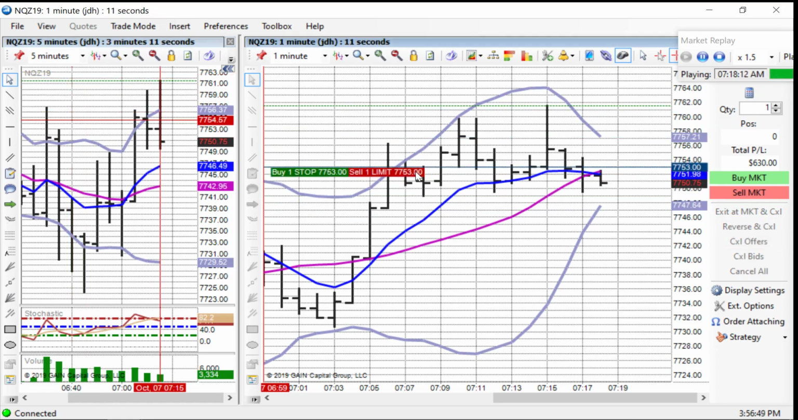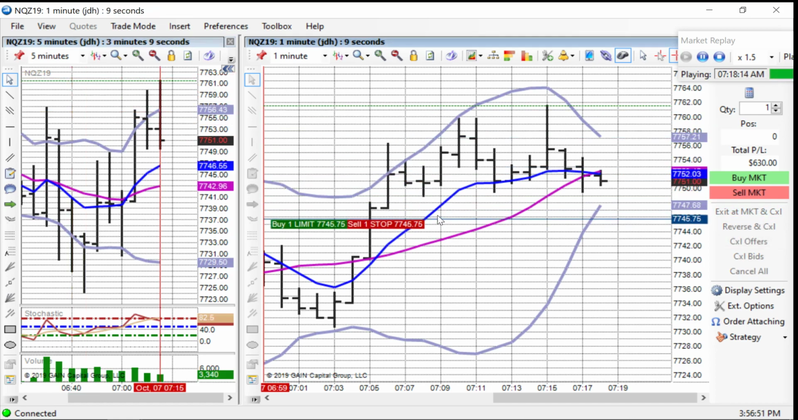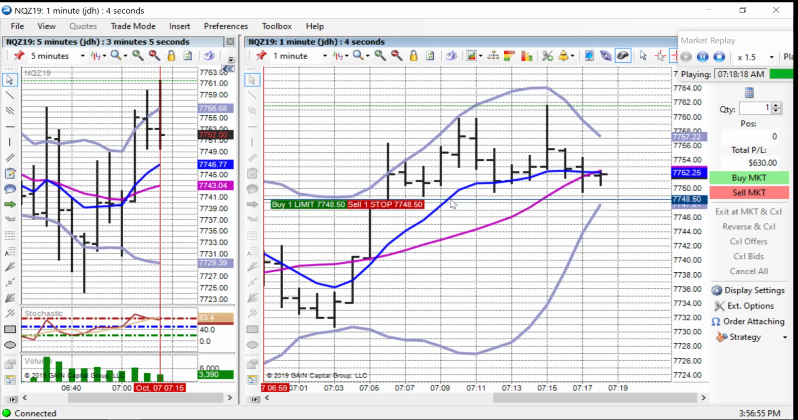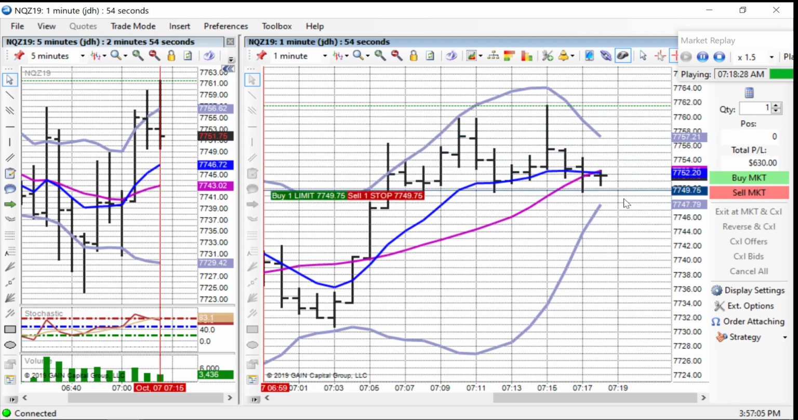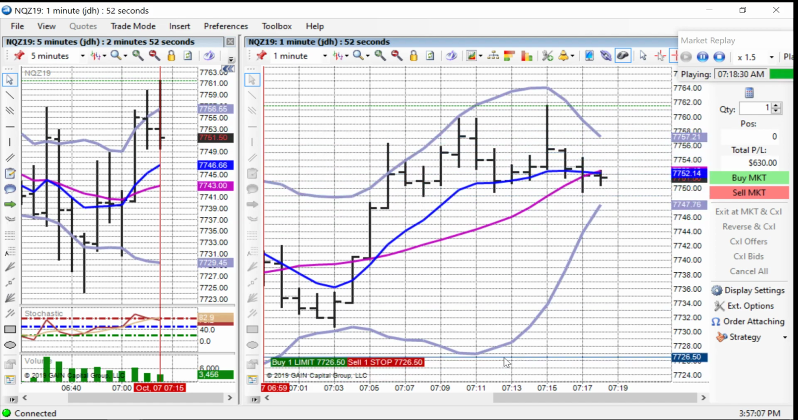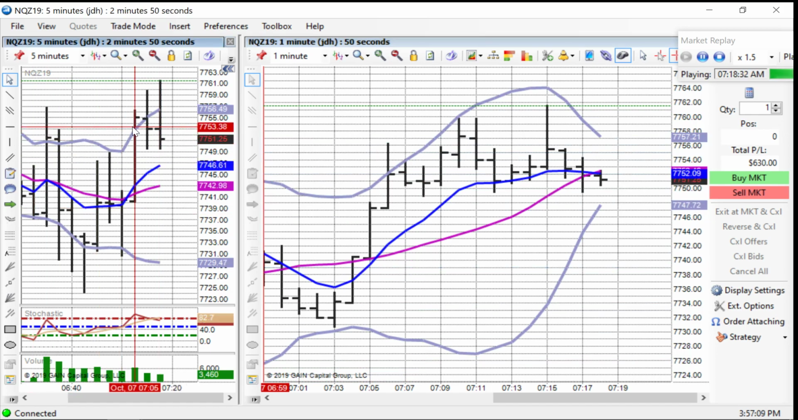I'll get out of that. The reason I got out of that one is because I am seeing these Bollinger Bands are converging pretty rapidly. That tells me that usually there's a trading range to follow. So yeah, I'll just get out of that.